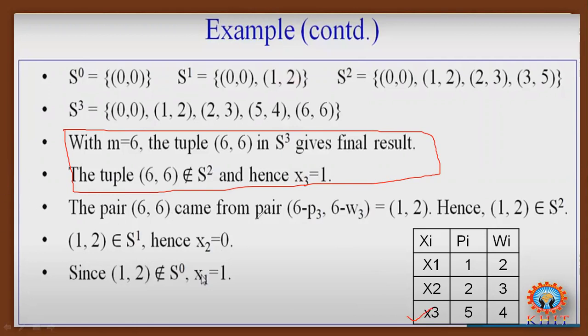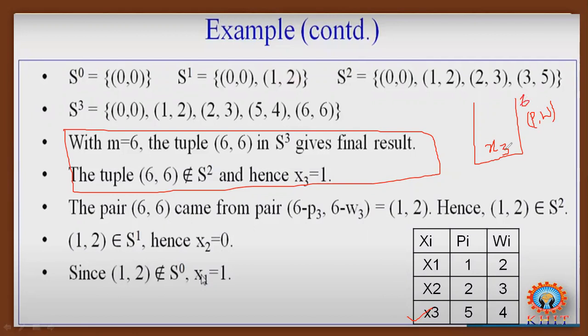Next, observe that this is the bag. In that bag, the x power 3 item is to be placed. Once the x power 3 item is placed, what you will do? You subtract the profit and weight. That means the bag capacity is 6. The bag capacity is 6.